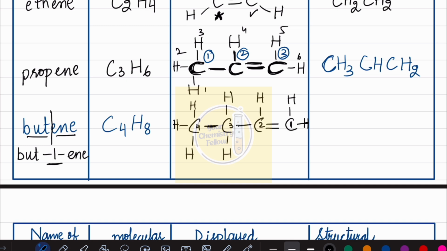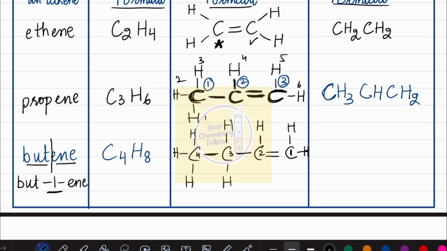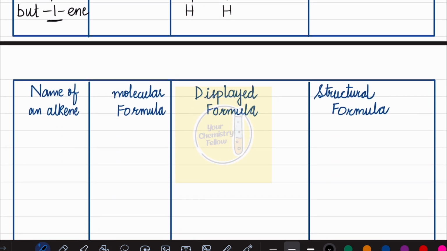Now I will draw the structural formula. So I will start making the structural formula from the left side, starting from the fourth carbon atom. The fourth carbon atom is attached with 3 hydrogen atoms. The third carbon atom is attached with 2 hydrogen atoms. The second carbon is attached with 1 hydrogen, and the first carbon is attached with 2 hydrogen atoms. So this is the structural formula for but-1-ene.